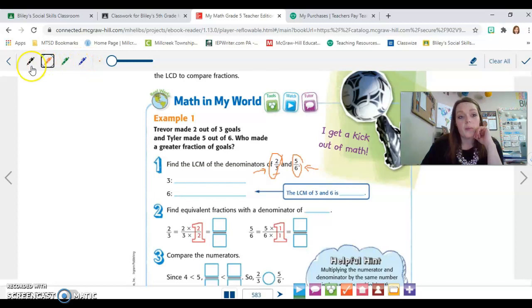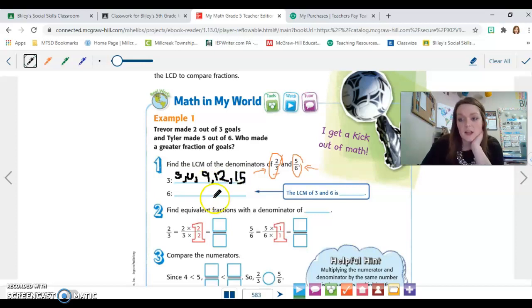So we're actually going to use our previous knowledge from last week and we're going to find the multiples. So what that means is we're multiplying or counting by each number. So I'm going to start with 3, 6, 9, 12, 15. I'm going to stop there and I'm going to start with my 6s, counting by 6. I have 6, 12, 18. And now I'm going to look and see which number is the same and is the smallest. I'm going to find my LCM, or the least common multiple.